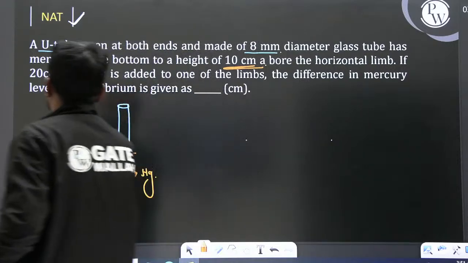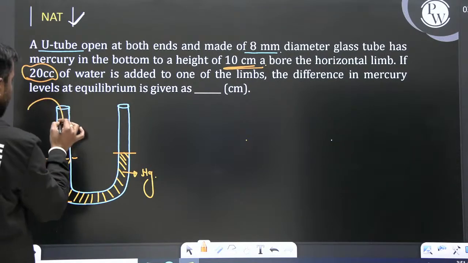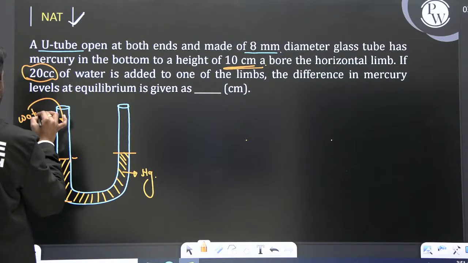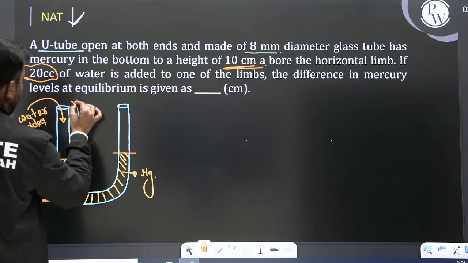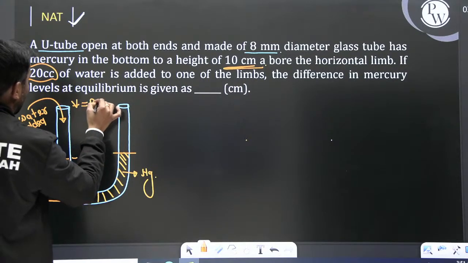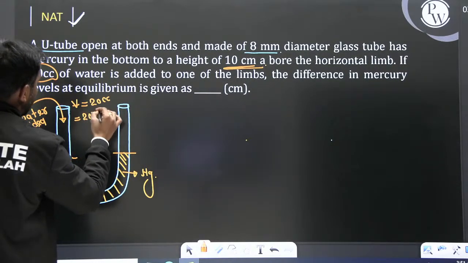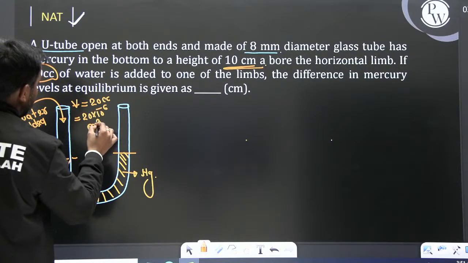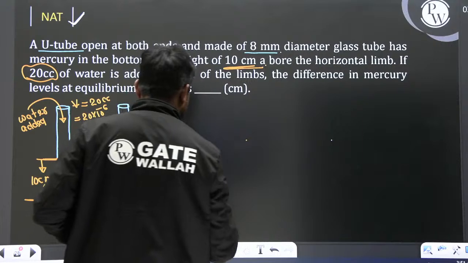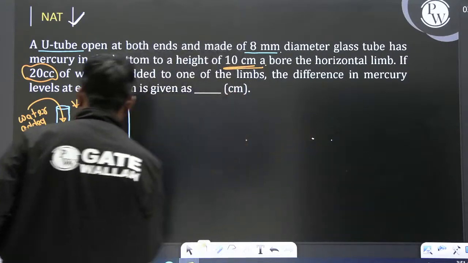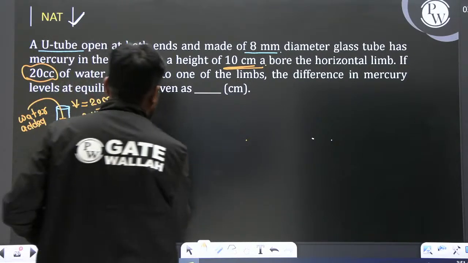If 20 cc, that is 20 centimeter cube of water, is added to one of the limbs, let's say in this limb, water is added. The amount of water added is 20 cc, which means 20 times 10 raised to the power minus 6 meter cube. The difference in mercury level at equilibrium is asked. Then what will happen? This surface will go down and this will rise upward.